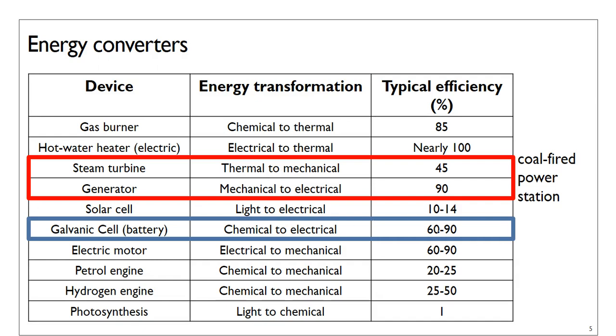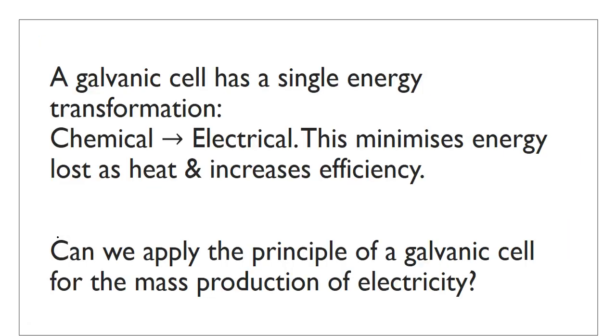So the question that I posed a few weeks ago when we started the topic of redox is, how can we apply this technology to produce electricity for general use? We obviously have already been applying this technology in the form of batteries, but can we make a giant battery that can actually supply electricity for the general public? That is the purpose of this particular lesson. Can we apply this principle for the mass production of electricity?